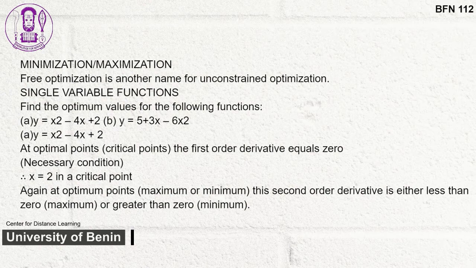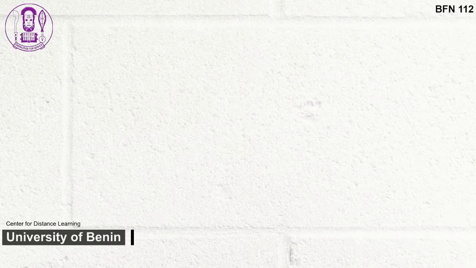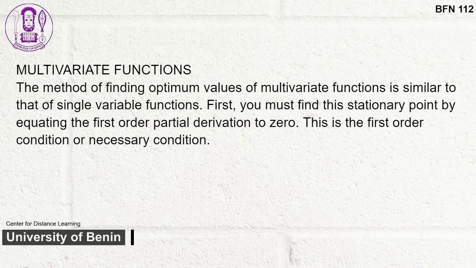Again, at optimum points, maximum or minimum, the second order derivative is either less than 0, maximum, or greater than 0, minimum. Multivariate functions. The method of finding optimum values of multivariate functions is similar to that of single variable functions. First, you must find the stationary point by equating the first order partial derivatives to 0. This is the first order condition or necessary condition.